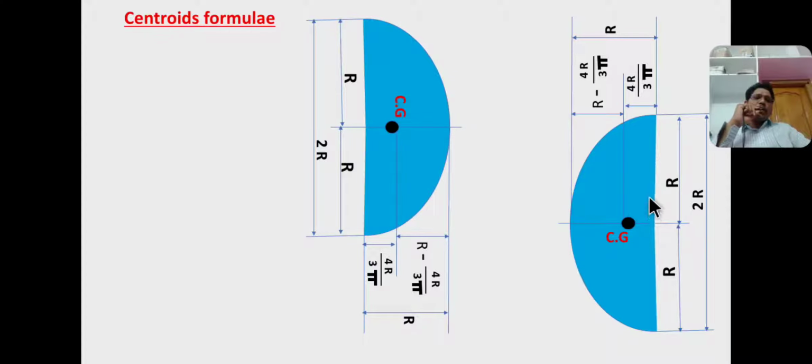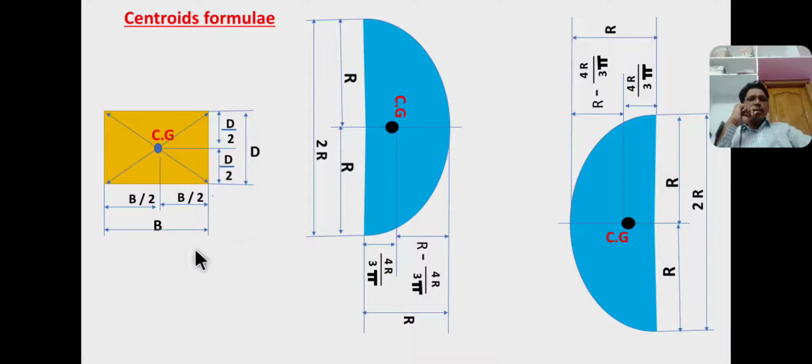Here also the centroid lies at a distance of 4r by 3 pi from the baseline, and r minus 4r by 3 pi from the curved surface. So in both cases the answer is the same, but the main difference is the reference axis. For a rectangle, it lies at a distance of base by 2 from the bottom edge, and d by 2 from the top corner. So these are the formulas we consider in our problem.